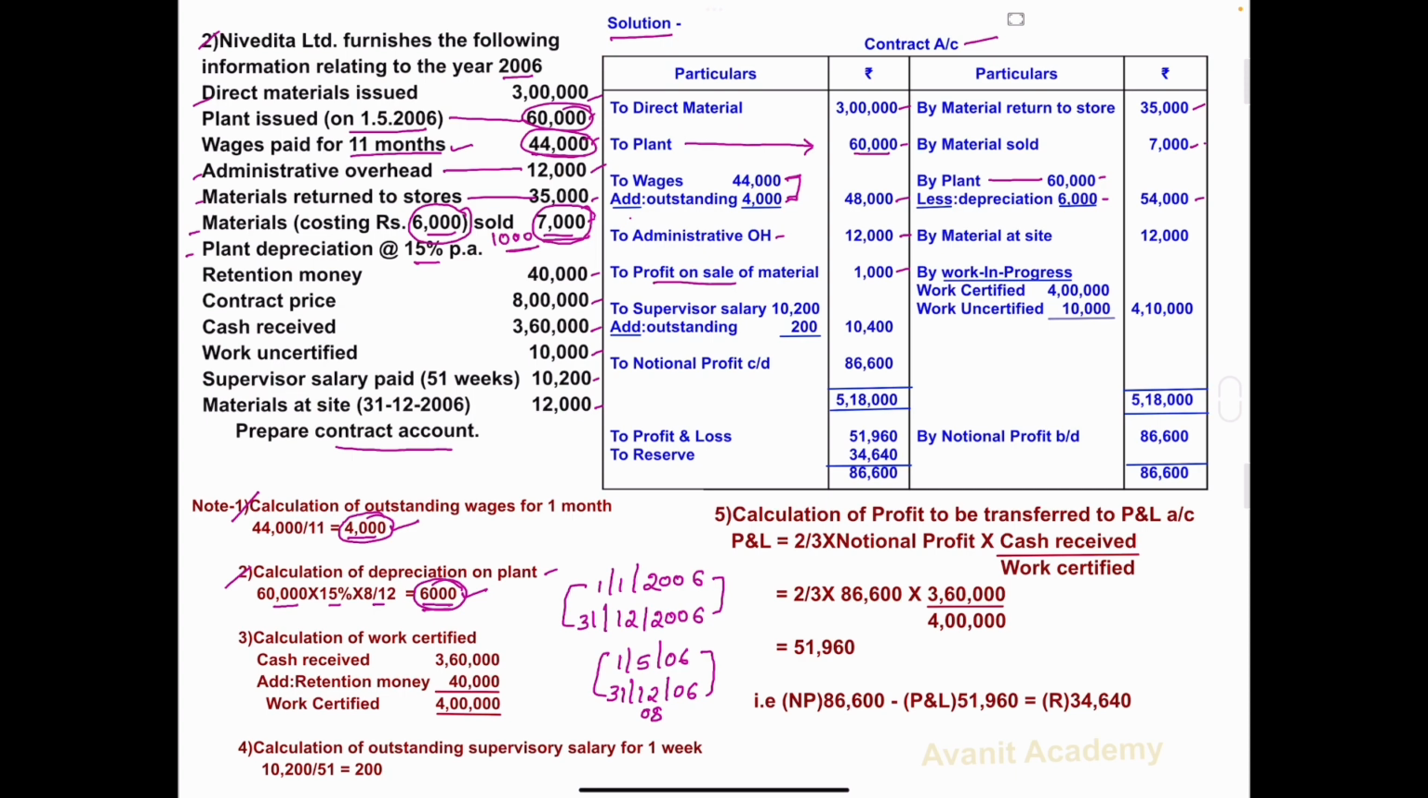Okay, let's move to the next transaction. Retention money, okay, this we will take later. Contract price. These three things we'll see later: retention money, contract price, and cash receipt. Works uncertified. So work uncertified, where we will take this? Under work in progress.